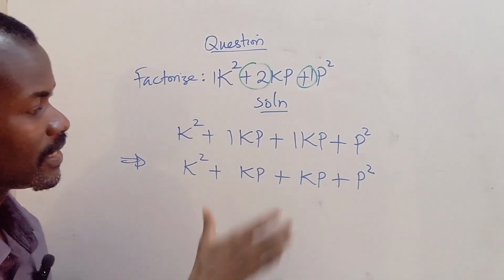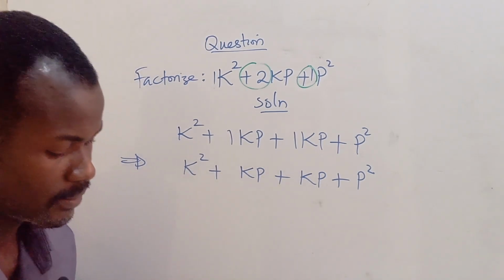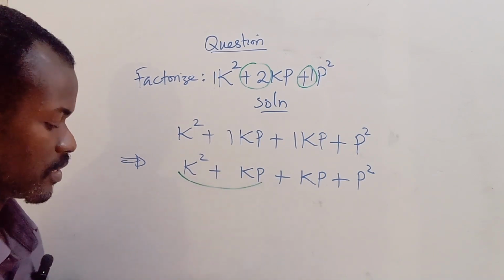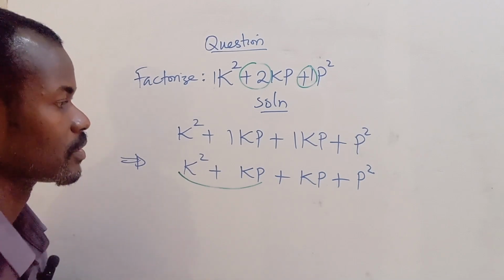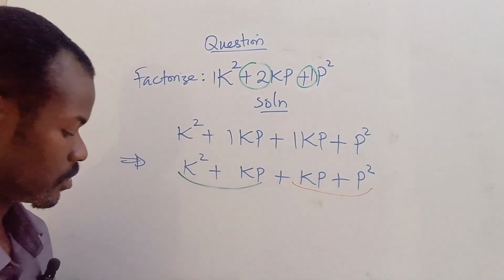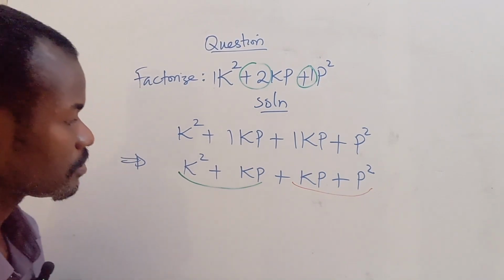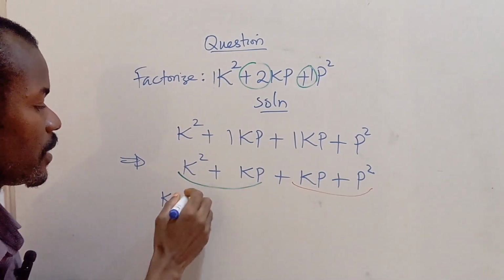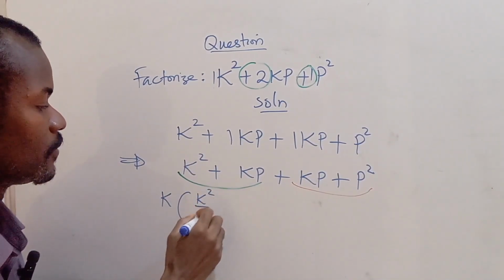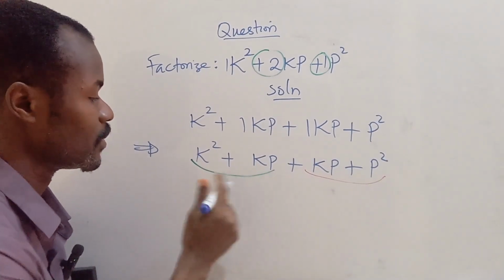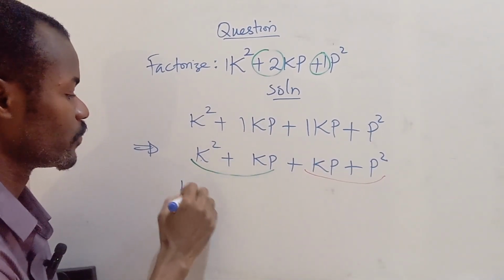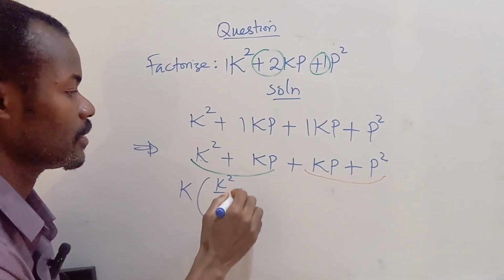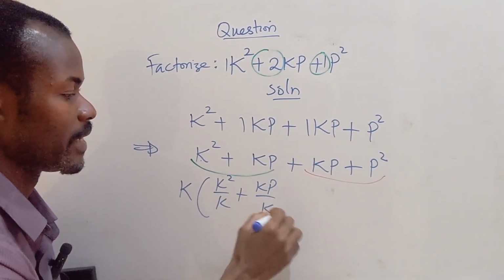Now with this expression, we can now factorize. We are going to factor out what is common here, then we are also going to factor out what is common here. So let's quickly check what is common. For this, I can see that k is common, so I'm going to bring out k. So k will divide k squared. Now for this, we have k is common, so I'm going to factor out k. I'll divide k squared by k, and I'm also going to divide kp by k.